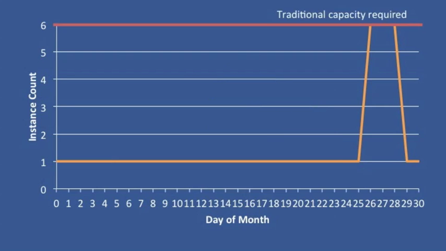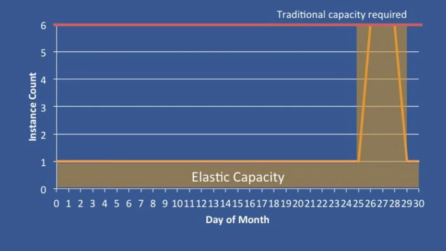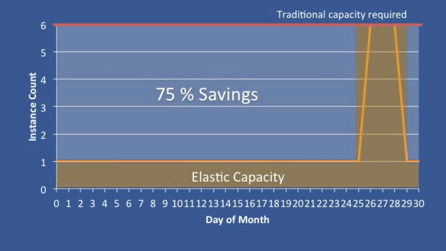And the traditional capacity would be 6 instances, as shown there in the red line, and the elastic capacity is shown in yellow. Now, the maths behind this shows this is a 75% saving versus running 6 instances on a continual basis. Running 1 and then 6 for the 3-day peak and turning it off again yields 75% cost savings.